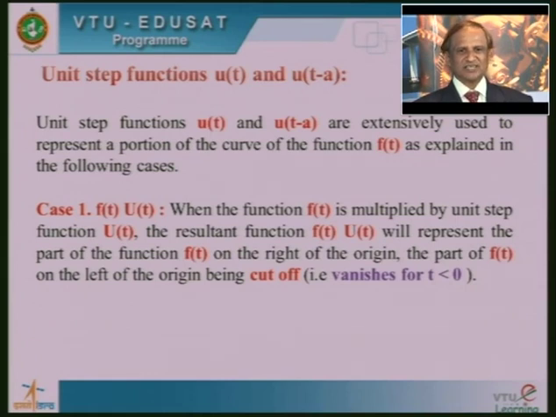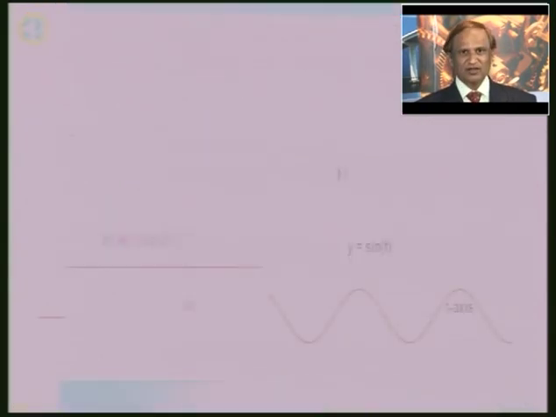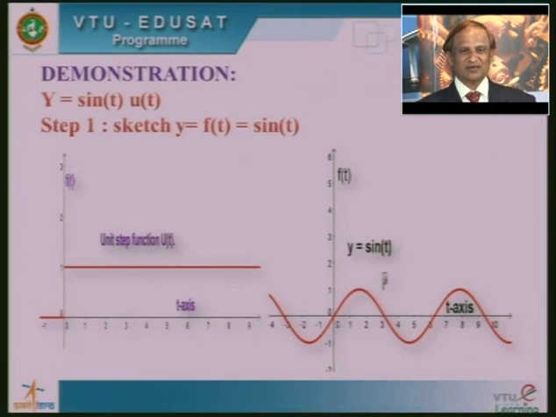The resultant function f of t into u of t will represent the part of the function f of t on the right of the origin, the part of f of t on the left of the origin being cut off. It means it vanishes for t less than 0. When t is less than 0, the left hand side curve is not visible, only the right hand side curve is visible. Is it clear?